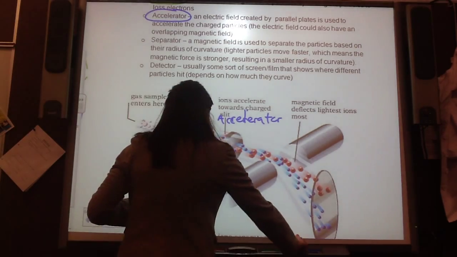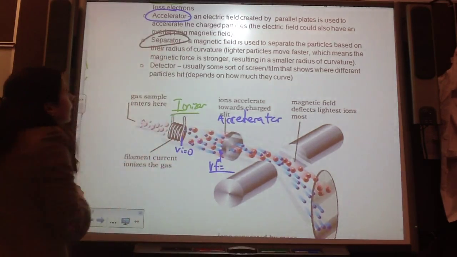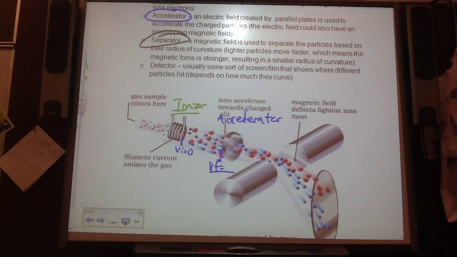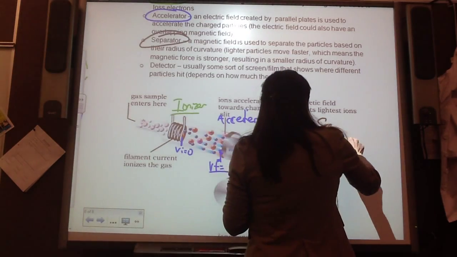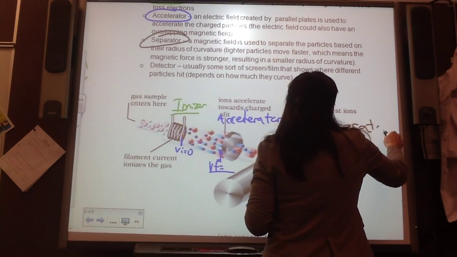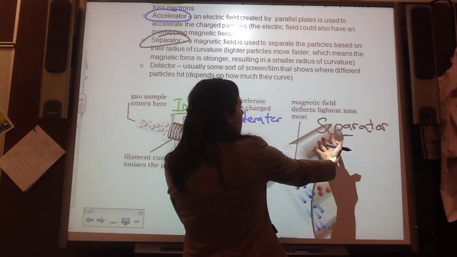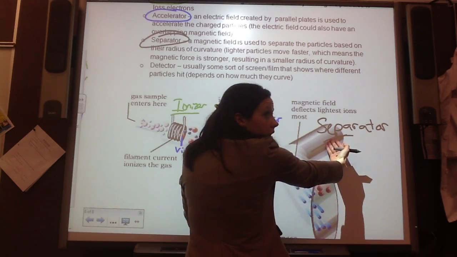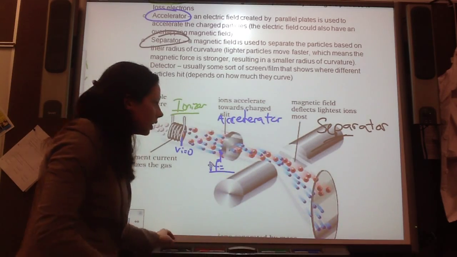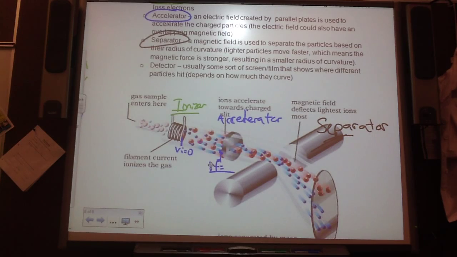Next is the separator. This is the magnetic field that is used to separate the particles based on the radius of their curvatures. So this is the separator, and it is a magnetic field. These are like two magnets here, creating a magnetic field. The lighter particles will move faster, which means the magnetic force will be stronger, resulting in a smaller radius of curvature.